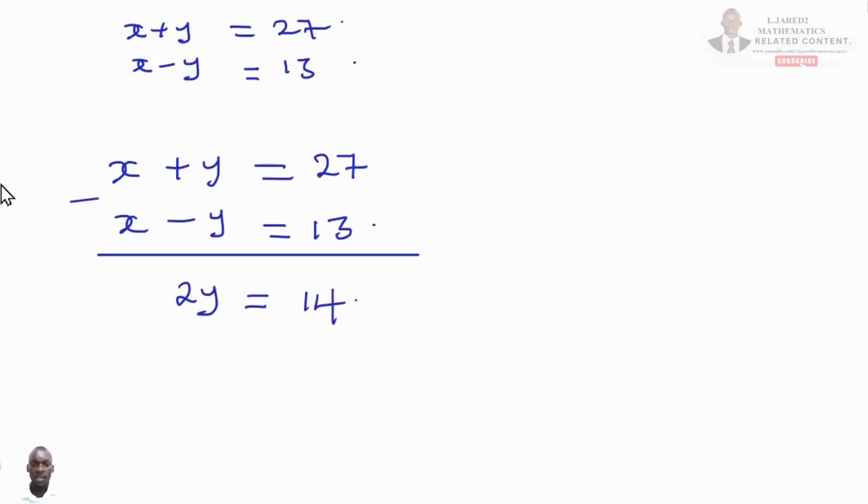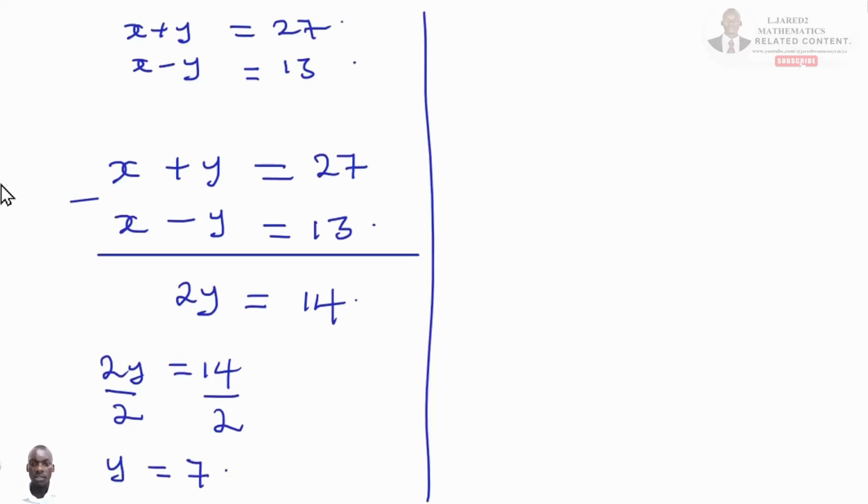So from here we can go ahead to find the value of y, whereby we have 2y being equal to 14. Simply we are going to divide through by 2 on either side of the equal sign. So we are getting the value of y being equal to 14 divided by 2, we are getting 7. So far we have gotten one value. We can now go ahead to get the value of x.